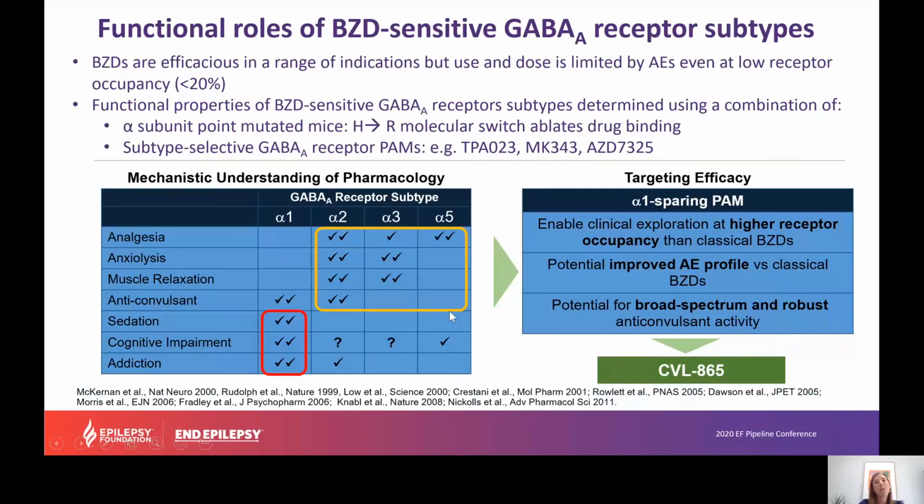So the hypothesis at the start of this program was that if you could develop an alpha 1 sparing positive allosteric modulator, it would enable clinical exploration at higher receptor occupancy than a classical benzodiazepine, have an improved adverse event profile, but also retain that broad spectrum and robust anticonvulsant activity. And this is where the CVL-865 program came from.